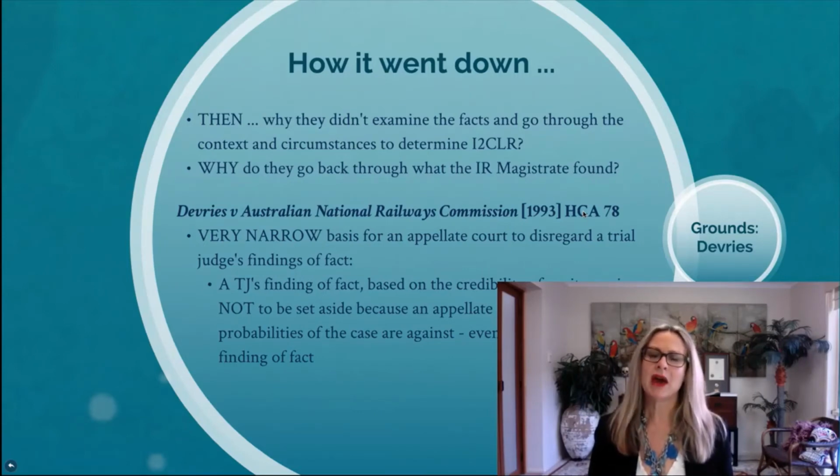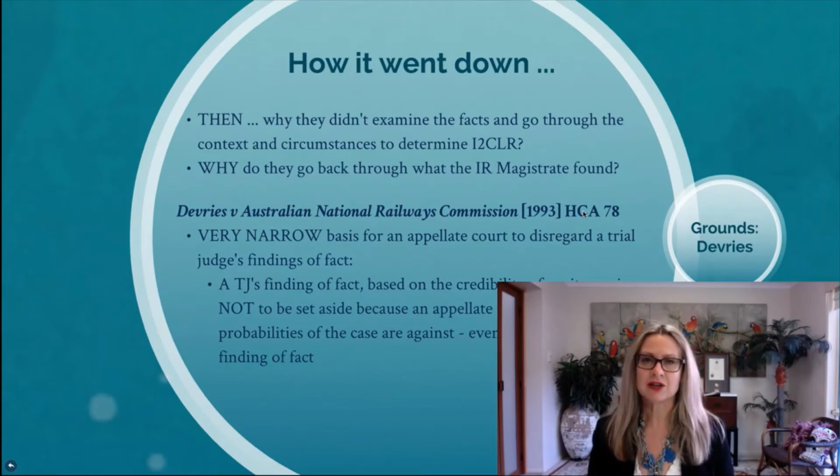What they do is they go back through what the industrial magistrate found. And the reason for that is buried away in a case called De Vries and A&R. If you've done a little bit of crim or evidence, you will know that there are things that appellate courts can and can't do. And one of the things that an appellate court can't do is very easily discard a trial judge's finding of fact. Okay, there are only very narrow bases for disturbing a trial judge's conclusions on matters of fact.